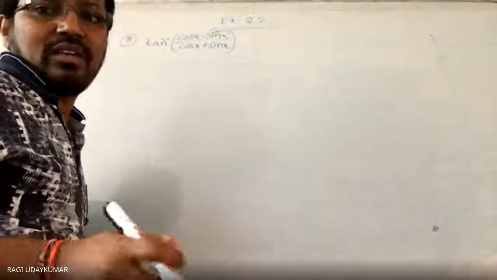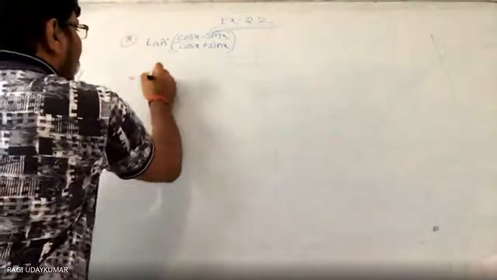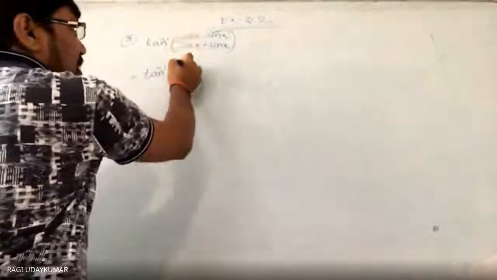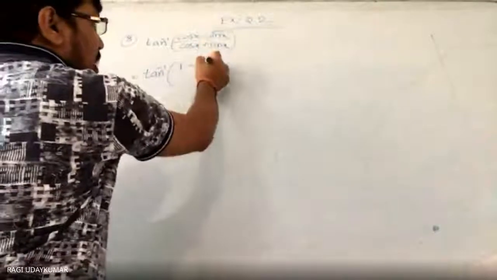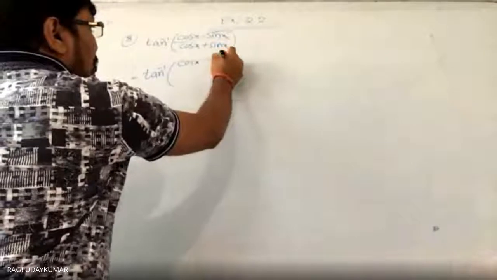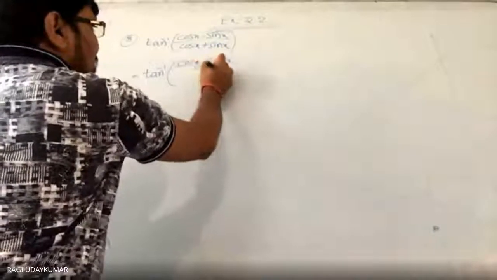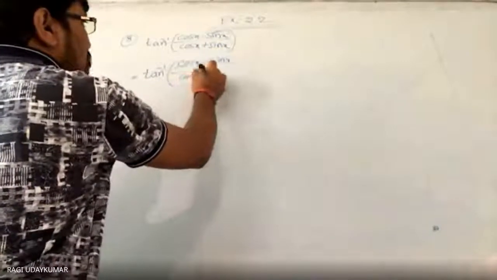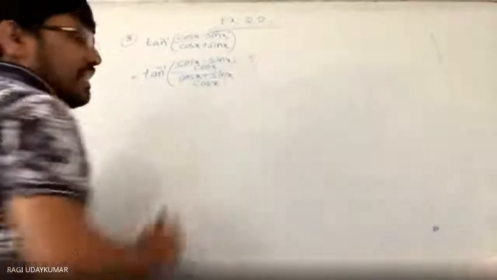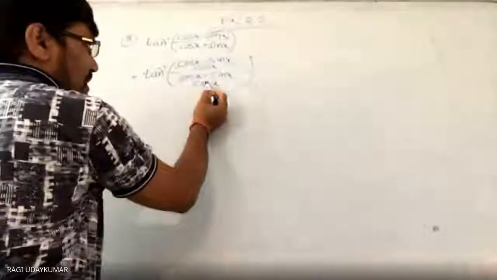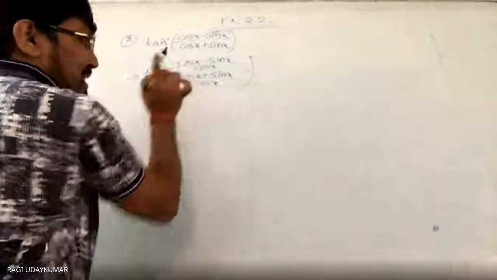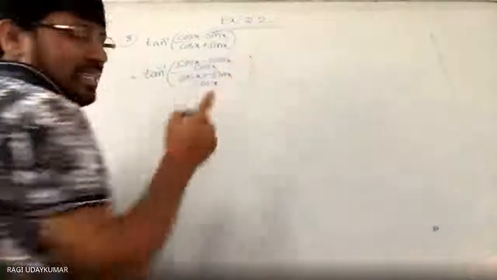Both are the same only. So you are going to transform this into tan inverse of cos x by cos x times 1 minus sin x by cos x. Okay, if you get confused, you write one more step: cos x minus sin x by cos x plus sin x by cos x. What I did here, I have divided by cos x and cos x. These two will get cancelled. Why? If I divide cos x by cos x, 1 I will get. If I divide sin x by cos x, tan I will get.